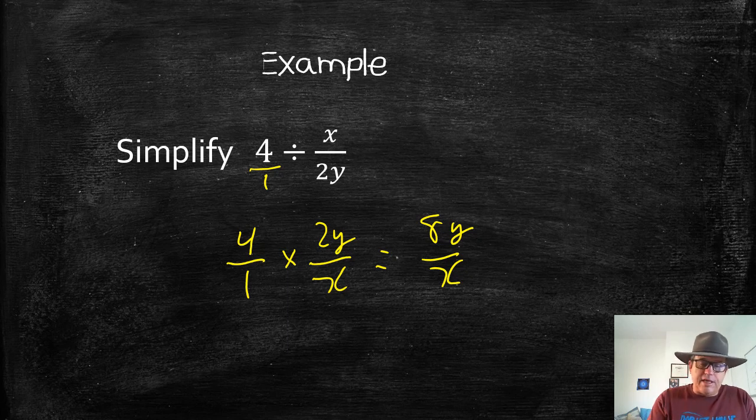Remember, do not start canceling until after you've switched the fraction. Right? Common mistake, people see the 4 and the 2 and they think they can cancel that. No, because we're not multiplying yet. We cancel when we multiply. So change it into a multiplication first. We cannot do that. So do not cancel anything until it's a multiplication problem.